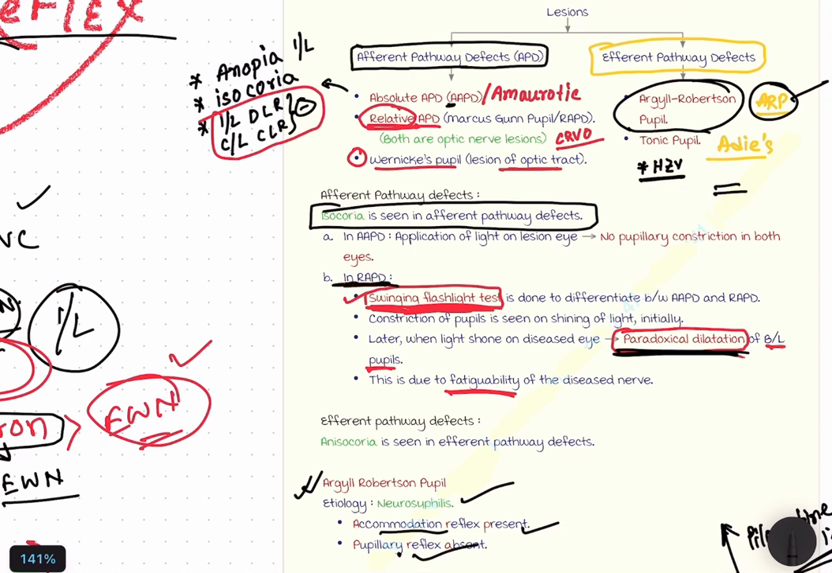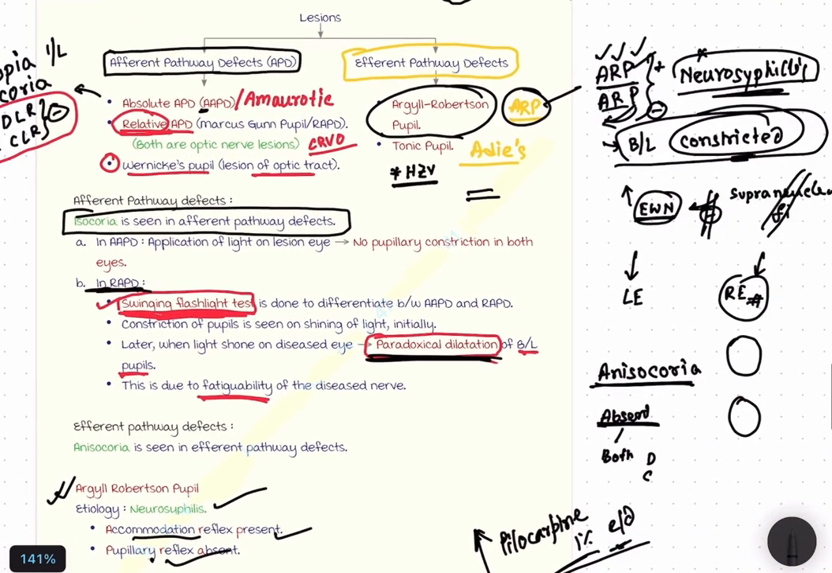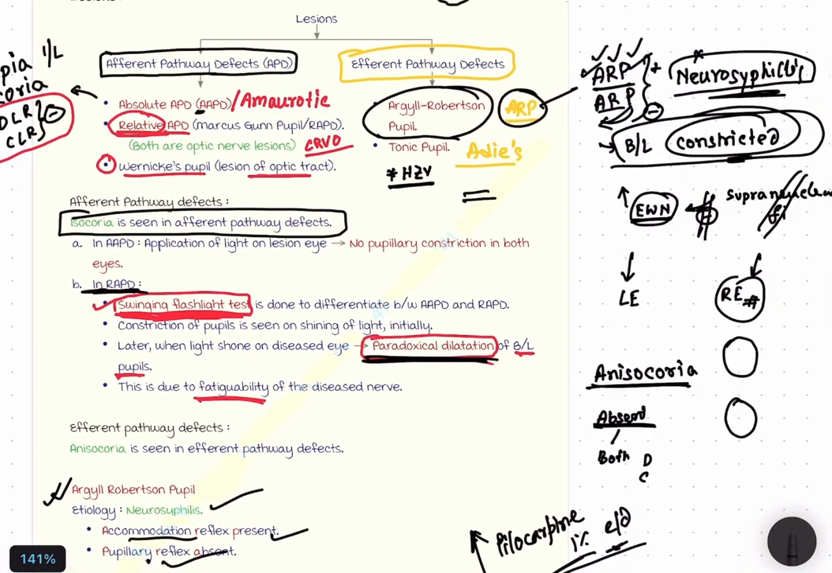If there is an optic tract lesion and the pupillary light reflex is present sometimes and absent sometimes, depending on the direction of the light flashing, that is Wernicke's pupil. In the efferent pathway, if the accommodation reflex is present but the pupillary reflex is absent, with neurosyphilis in the background, on presentation there is a bilaterally constricted pupil, and there is light-near dissociation. Light-near dissociation means the light reflex is absent and the near reflex or accommodation is present, which is the Argyll Robertson pupil.